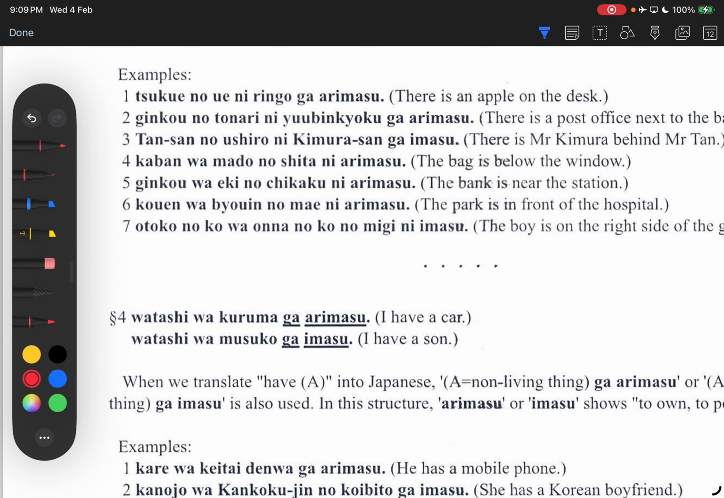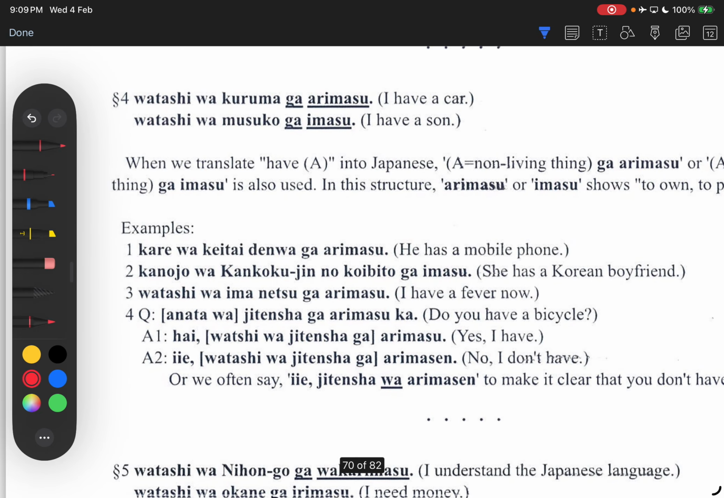Okay, now we move on to the next one, number 4. 私は車があります. So in this case, it is to show possession, right? To show that you possess this thing. I have this thing, right? So 車があります. So previously we learned the あります was existential, like it was just saying that this thing exists there. It doesn't mean possession, right? It just means that thing exists there. Now I want to say that I have possession of this thing, right? So 車があります.